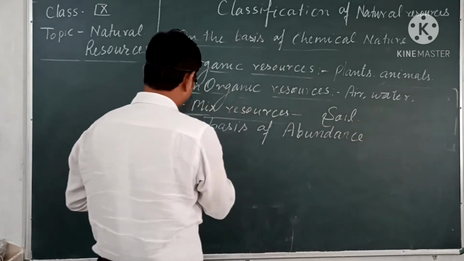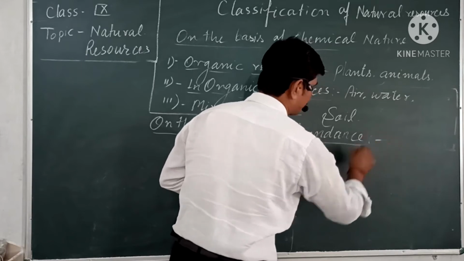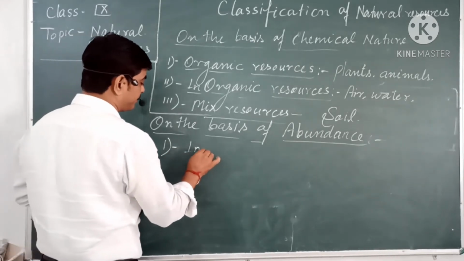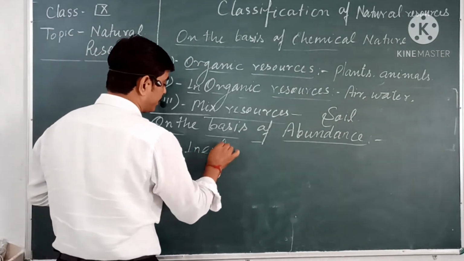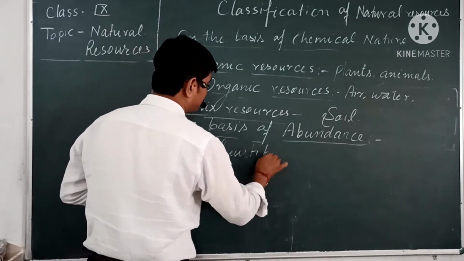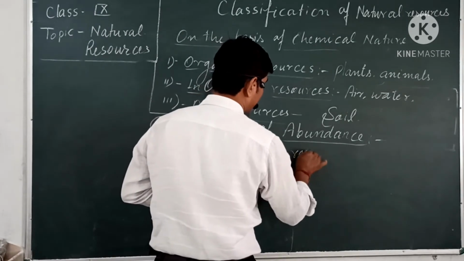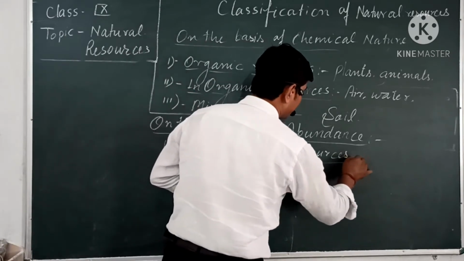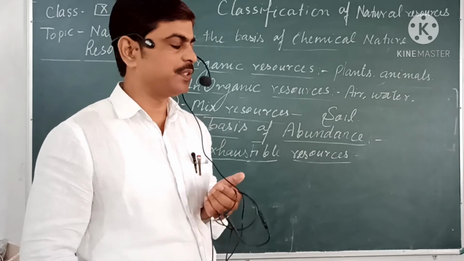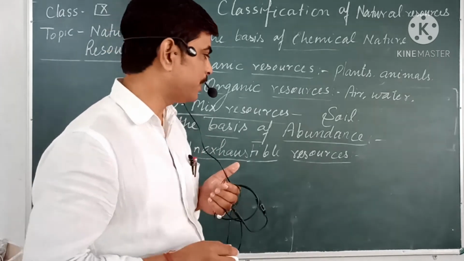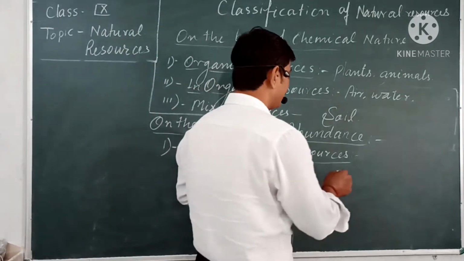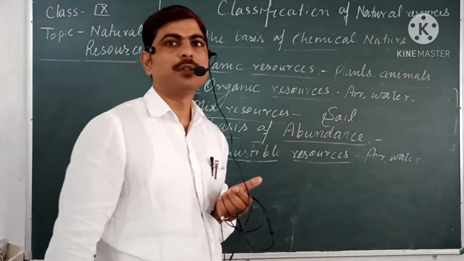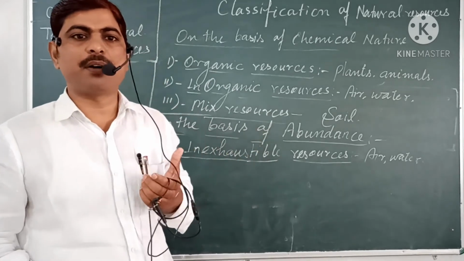Abundance means the amount of the natural resources. On this basis, one is the inexhaustible resources. These resources cannot be over or used out even after the use of human beings, meaning they will remain on the earth forever and they cannot be used up, like the air, water, sunlight.